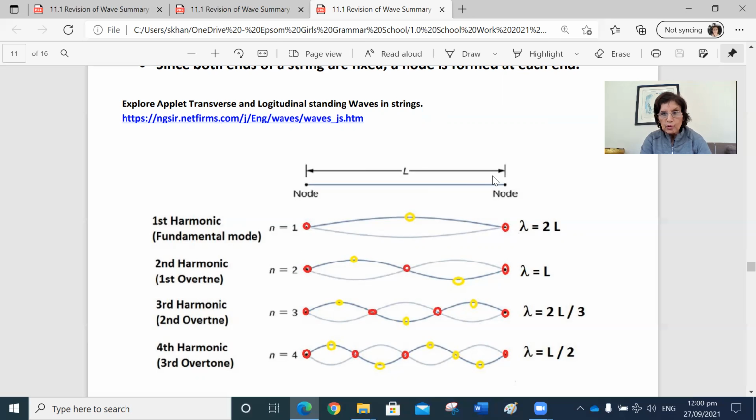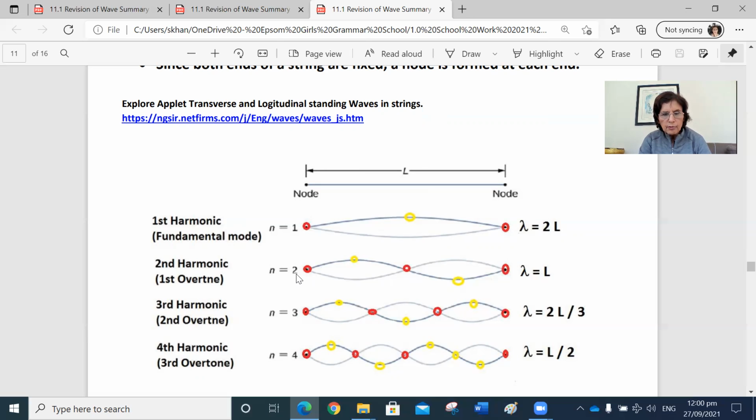Now in a string, both ends are fixed, so there will always be a node on a fixed end. If you increase the frequency, the second time you will see what we call resonance, where the string moves with the maximum amplitude. The pattern will be like that. The red ones are nodes, the blue and yellow ones are antinodes. That's the second harmonic. And how much is the wavelength? The wavelength, from here to there, is equal to L. If you're given the speed, you can calculate the frequency. And that's the next pattern and the next pattern.